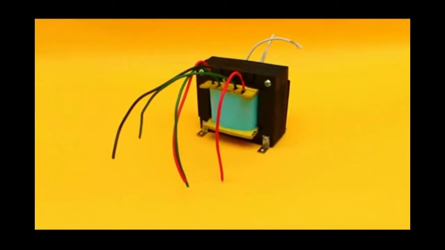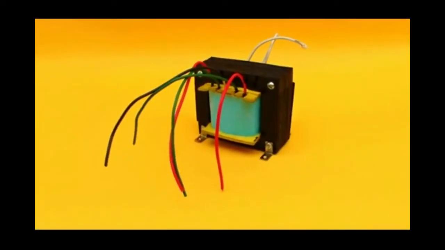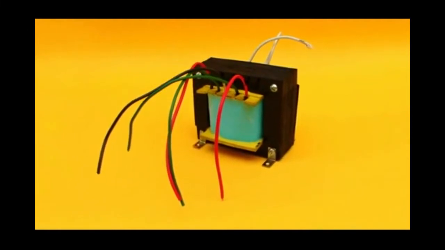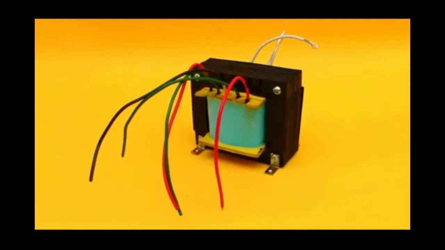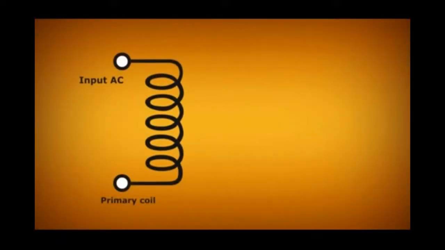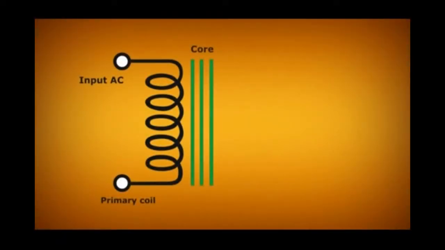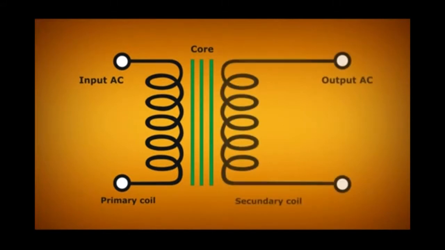A transformer consists of a core of laminated silicon iron on which is wrapped a coil of insulated copper wire called magnet wire. The first coil receives power from the grid. This coil generates a magnetic field which induces a motion of electrons in the second coil, producing a different voltage and current at the output. The difference of turns of wire between the primary and the secondary coil creates a proportional difference between the input voltage and output voltage of the transformer.